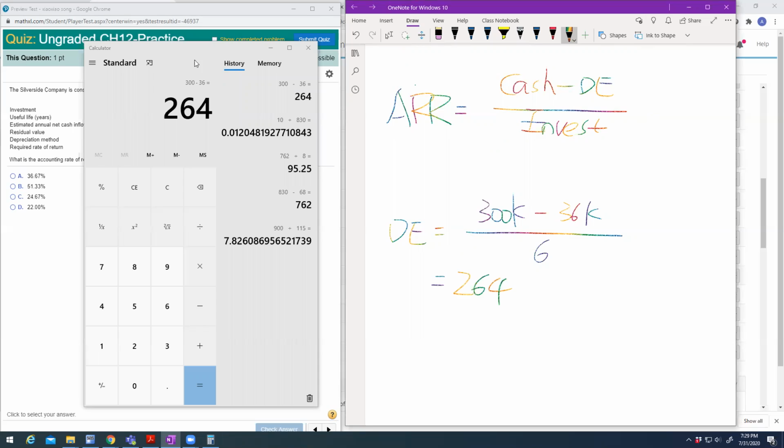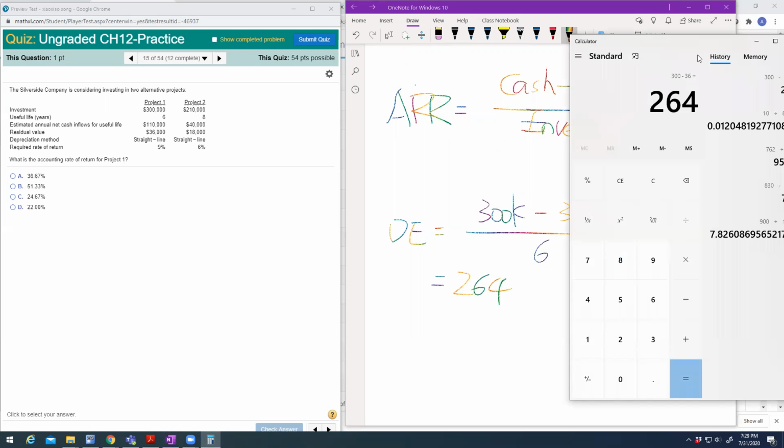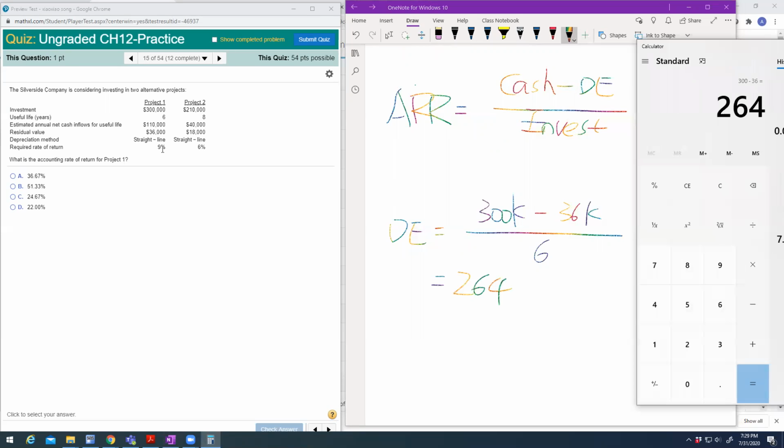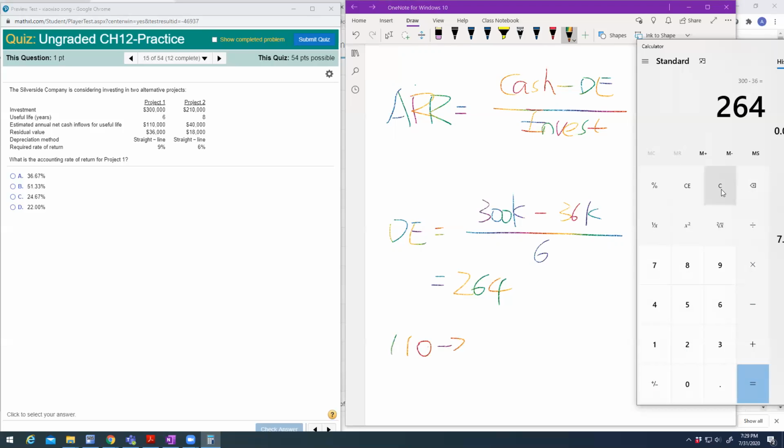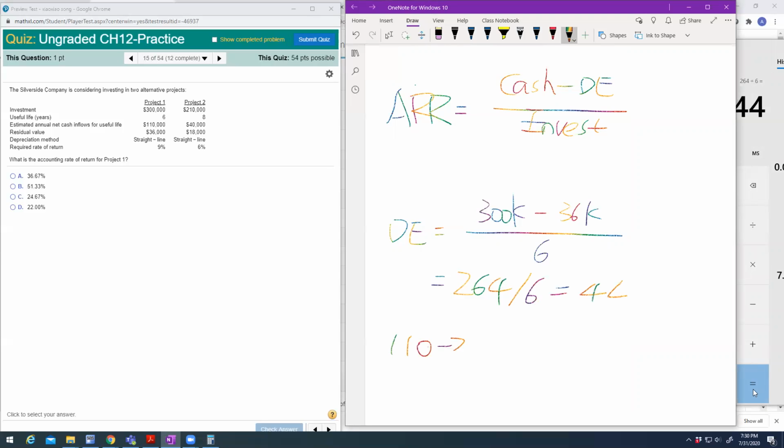And then my cash flow is 110, right? So my cash flow 110 minus, what? Hold on. What did I do wrong? Oh, hold on. I forgot to divide it by 6. Look at what I'm doing. Sorry, I'm not smart, okay? I take back my words. I'm not smart. Okay, minus 44.